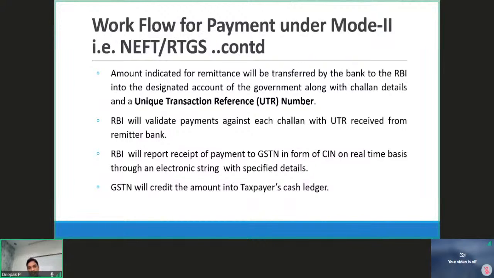RBI will validate the payments against each challan with the UTR received from the remitter bank. RBI will report the receipt of payment to the GSTN in the form of CIN, and GSTN will credit the amount into the taxpayer's cash ledger. So everything is self-explanatory here. So it's only a process of how the NEFT RTGS works.